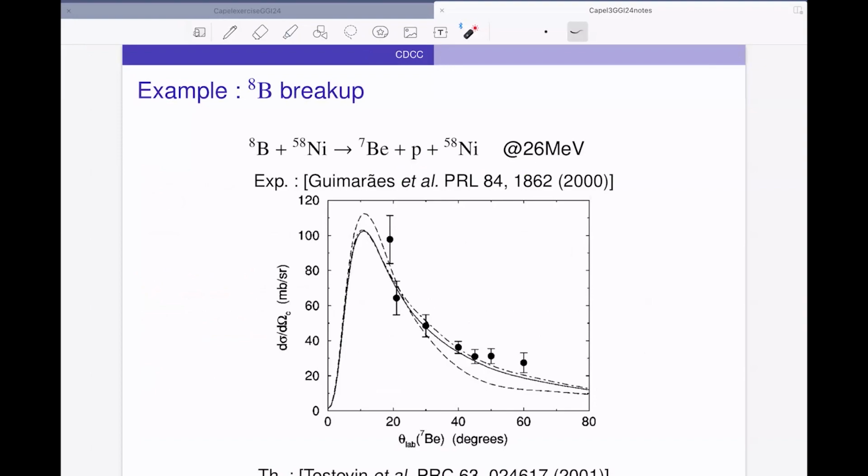Okay, very good. So here is an example. That's a calculation by Jeff Tostevin.